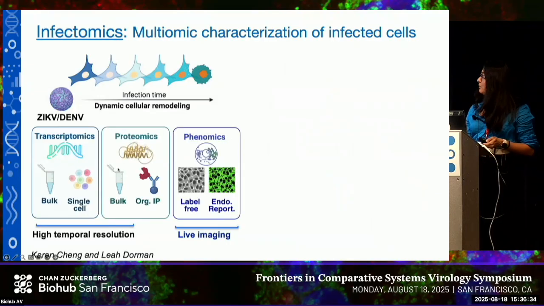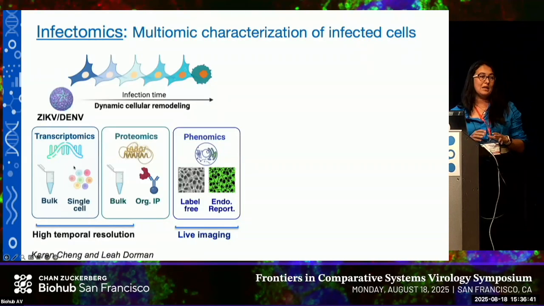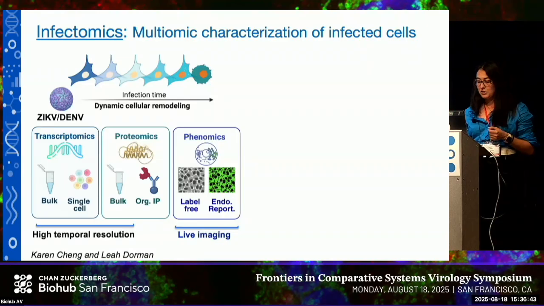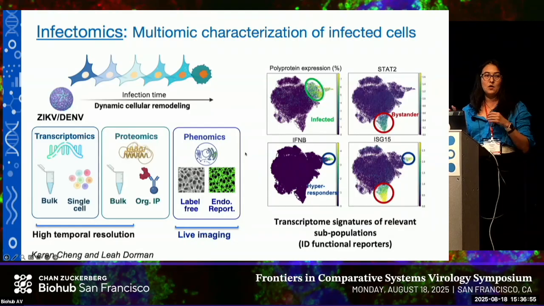I'm not going to spend much time talking about the transcriptomics and the proteomics. We have today one of the posters by the team from Karen Cheng, who's going to tell you more about this infectomics project. But just to give you a little bit of a teaser of the kind of information that we're getting, these are UMAPs of single-cell transcriptomics, where we have aggregated cells infected by Zika and dengue, and we can identify three populations of interest.